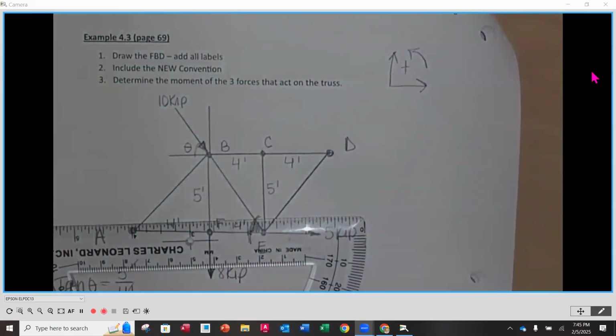Sometimes these might be a little tricky. If you're unsure of whether you should put the X and Y up, down, or left or right, just repeat to yourself what the direction of the 10 kips is. The 10 kips is going down and to the right. So that means that your Y should go down and your X should go to the right. Does that make sense? That's how I kind of put it together.